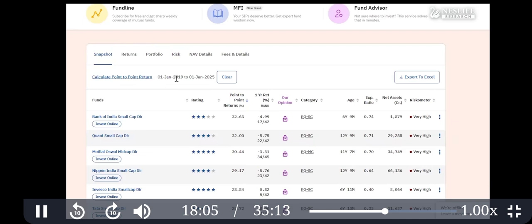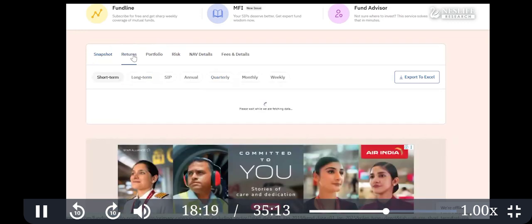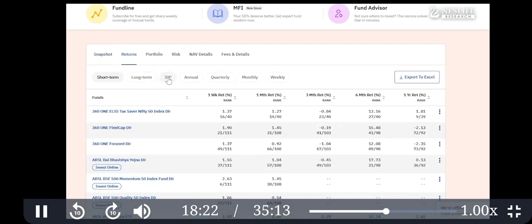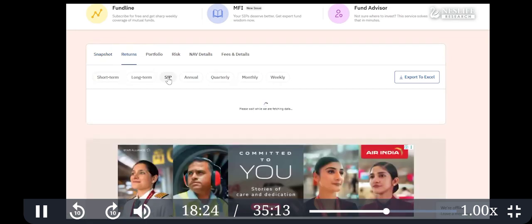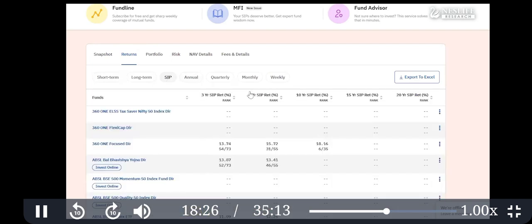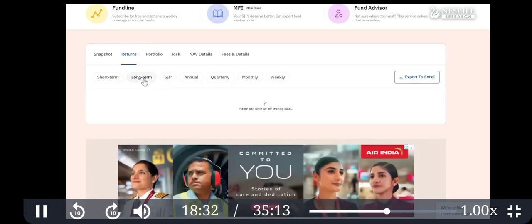When to use? When you are screening mutual funds, start by using point to point first, to get an idea of which are the top funds in the entire mutual fund category. Then click on the return here. Next is SIP return. Before that, after point to point, I'll show the trailing return.